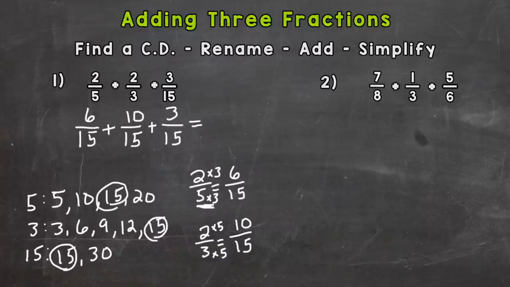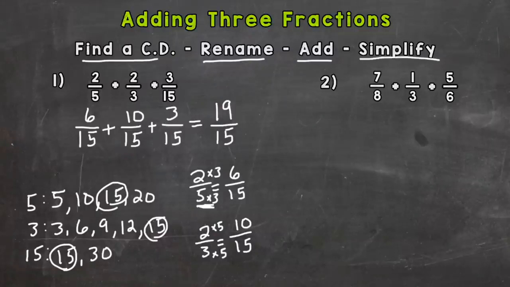Now all our fractions have a denominator of 15, so we're able to add. So we found a common denominator first, we renamed with that common denominator, now we add. So 6 plus 10 is 16, plus 3 is 19. And we always keep our denominator the same when we add fractions. It's 15. And now we're to the simplify if necessary step.